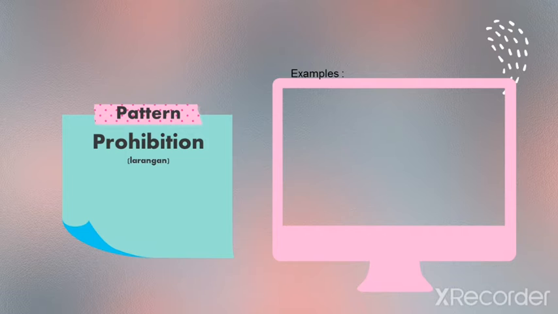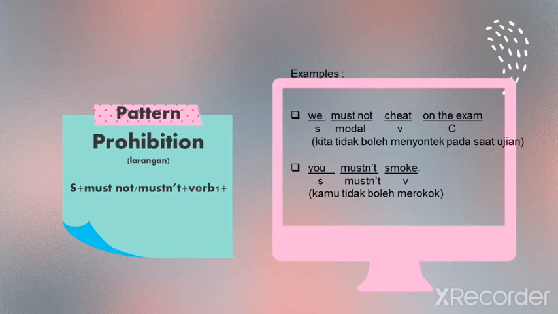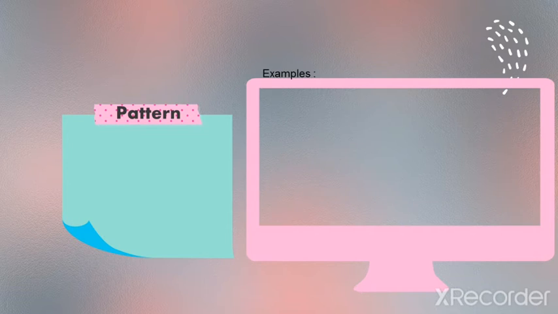Pattern of prohibition. Subject plus must not or mustn't plus verb 1. For examples, we must not cheat on the exam. Kita tidak boleh menyontek pada saat ujian. We as a subject, must not as a modal, cheat, verb, on the exam as a complement atau keterangan. You mustn't smoke. Kamu tidak boleh merokok.